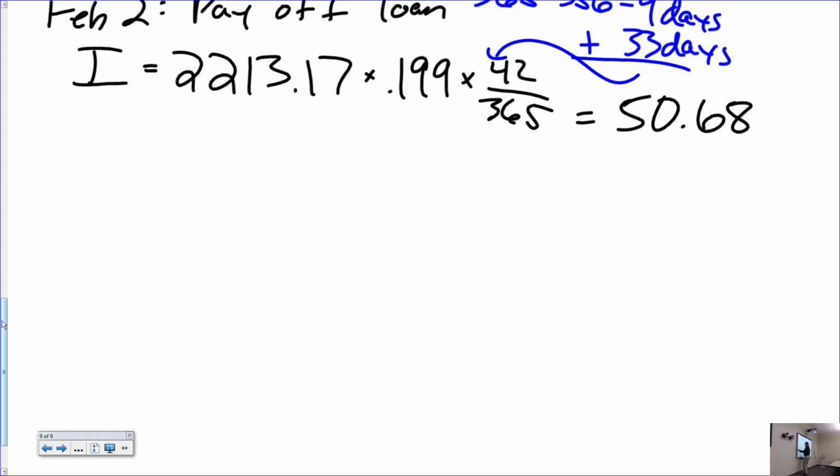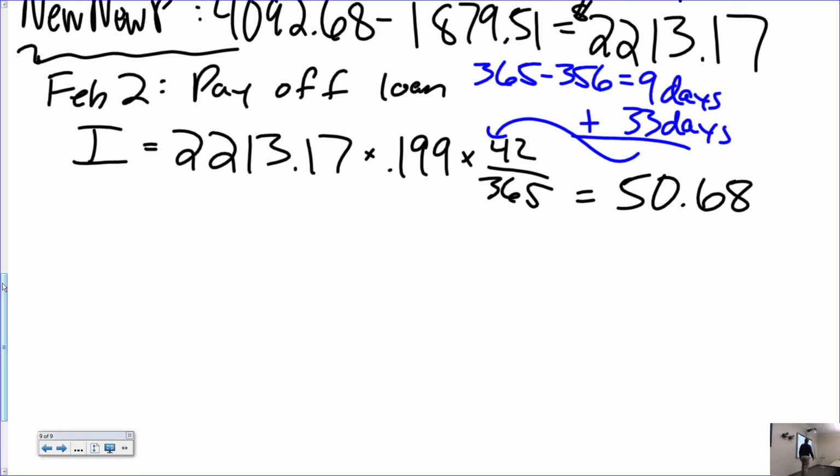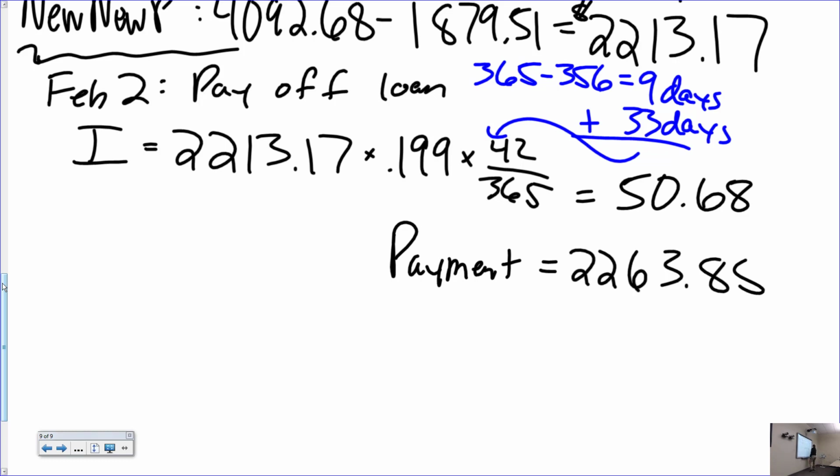$0.68 seems to be a bit of a theme for us. So my final payment amount is $2263.85 to pay off the loan.